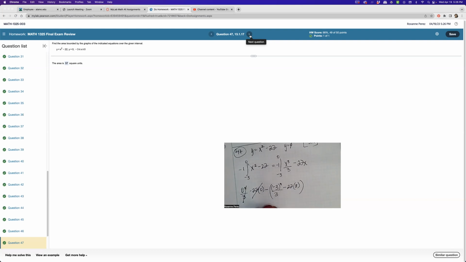So we have -3 cubed is -27 over 3 minus 66. So that's going to give us -27, oh, so divide that, right? So -9 minus 66 equals, I think I have a calculation error. Where did I make that calculation error?